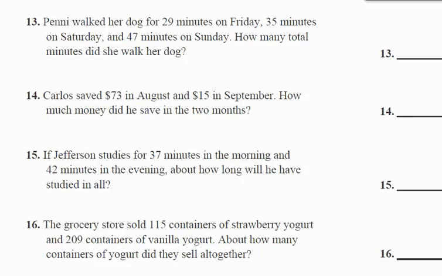However, 15 and 16, what do I have to do first? I have to round first because it gives me the word about. It's about how long will he have studied all in all. About how many containers of yogurt did they sell altogether. So I have to round to the nearest hundreds for 16 and round to the nearest tens for number 15.